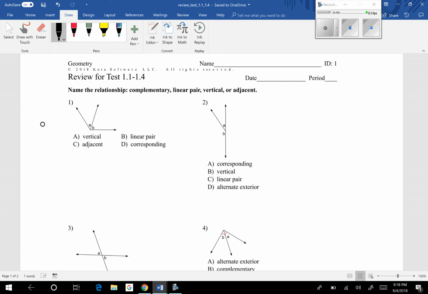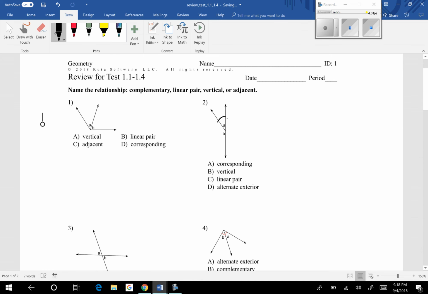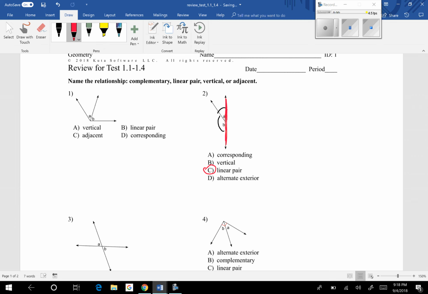So if you look, we've got our two angles, angle A and angle B. And if you notice, these two angles, if you go from the edge of A, we go up, and then from B to the other edge, they create a straight line. So that means that these two are a linear pair. Okay, linear means straight line.